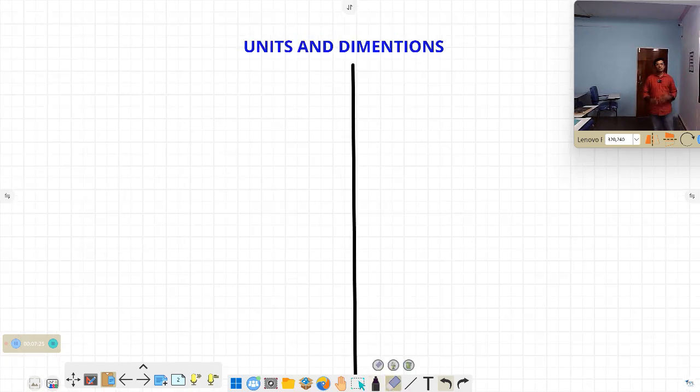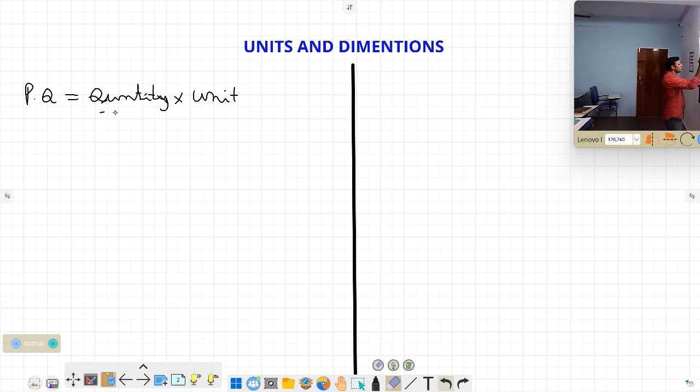To compare physical quantities, we express a physical quantity like this: it is the product of the quantity of that physical quantity and the unit of that. So what is the meaning of quantity and unit? Quantity is nothing but the magnitude of the physical quantity. Unit is the representation of that physical quantity. Different physical quantities have different units.